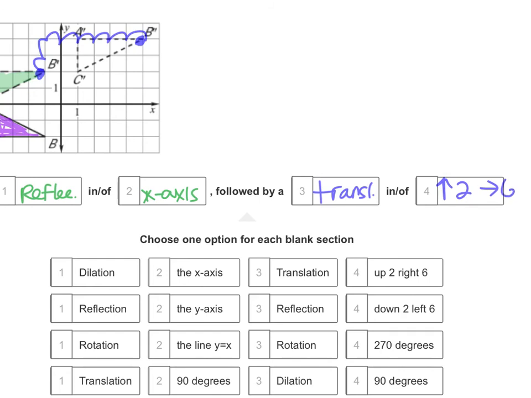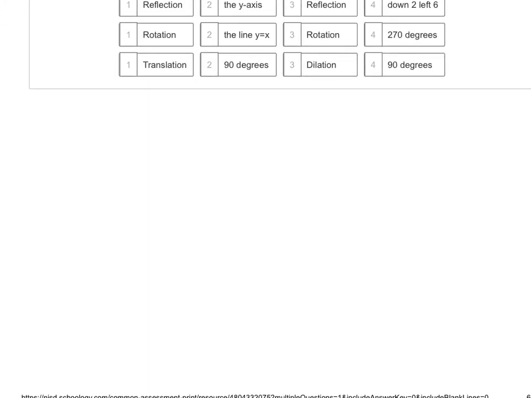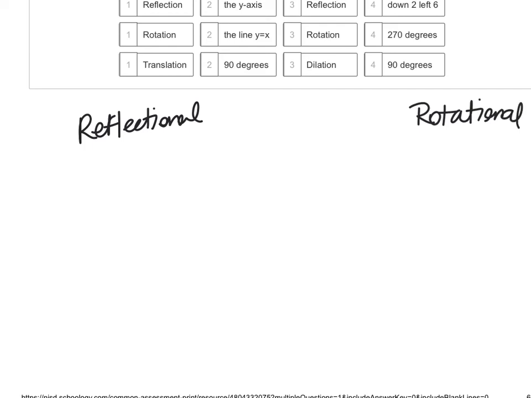Okay. Last two things I wanted to talk about really quickly. We have reflectional and rotational symmetry. Reflectional symmetry can be folded in half. It has multiple or singular lines of symmetry.